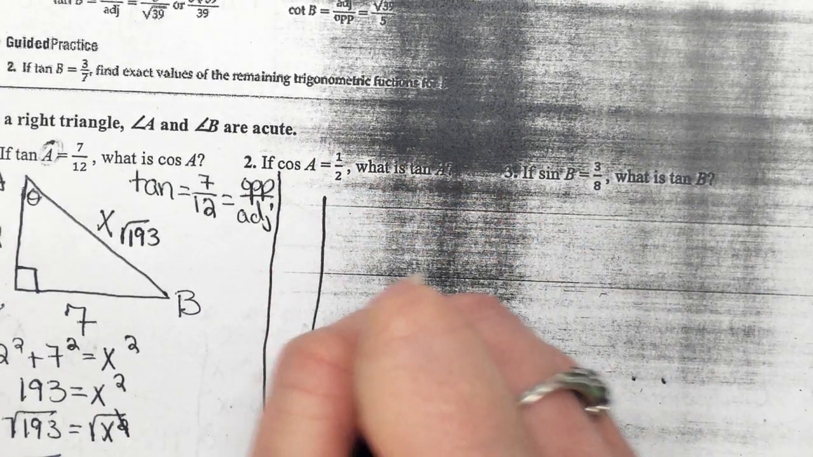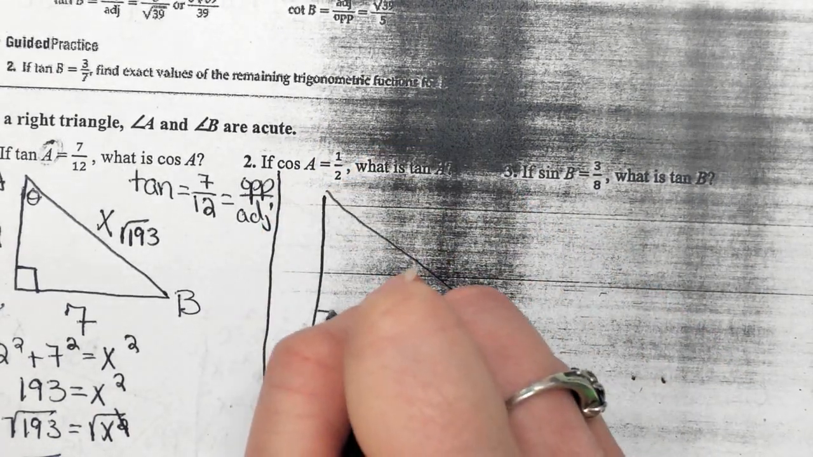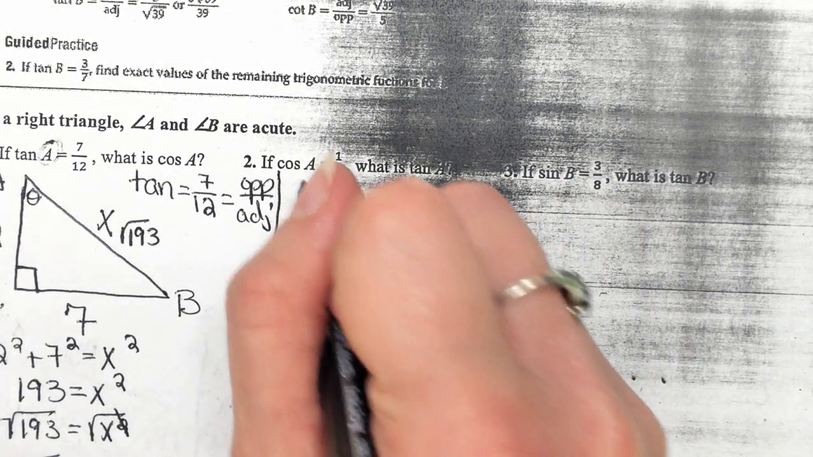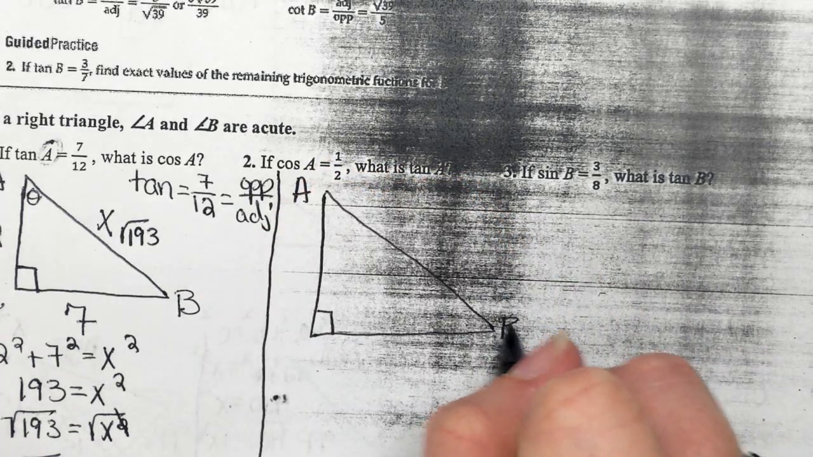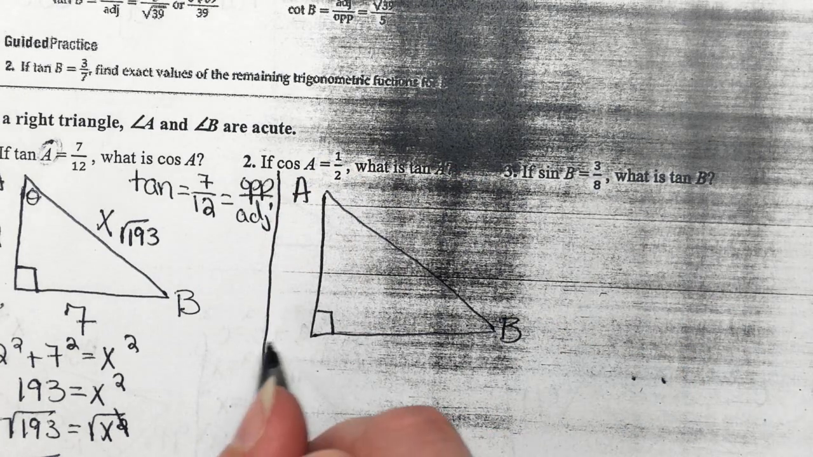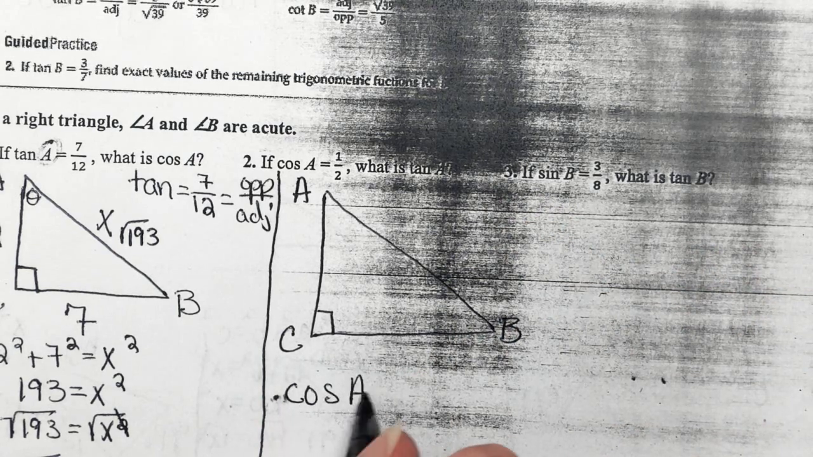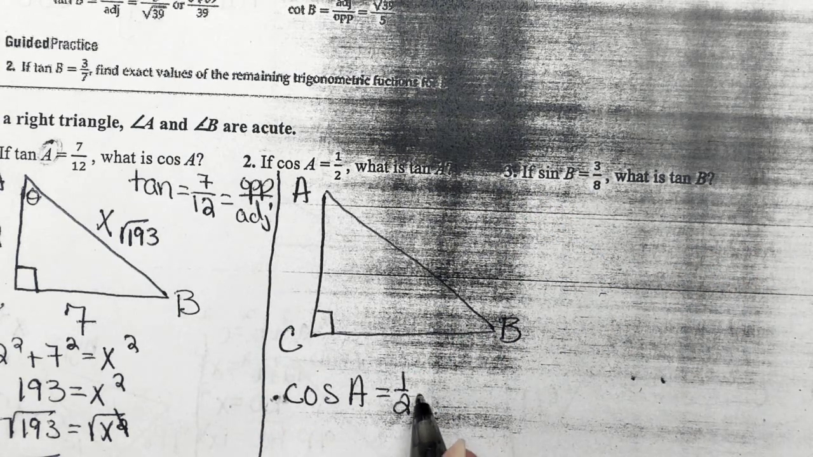All right, so draw your triangle. Put your right angle. Which letters go where? What did it tell us in the directions? A and B are acute, so A and B are not the right angle. So what goes right here then? C. All right, so let's rewrite this for those that can't read it. It says the cosine of A is 1/2. That's what it gives us. So what is cosine?